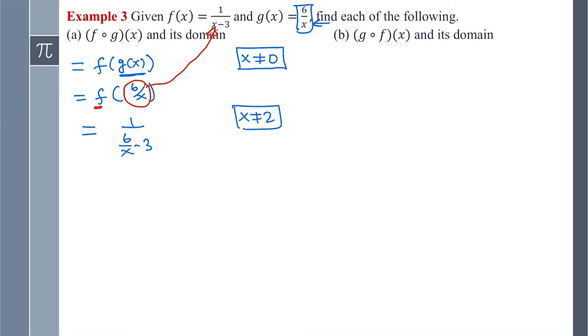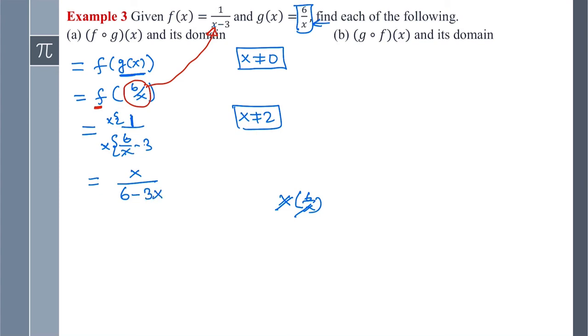Or we can also calculate that at the end after simplifying this. So how do we simplify this function? Because we have a compound fraction here. We have 1 here, then we have 6 over x minus 3. So at least we can get rid of this fraction 6 over x if we multiply the numerator by x and the denominator by x. So if we do that, we get x times 1 is x over, and when I multiply x times 6 over x, which is 6, minus x times 3, which is 3x. I think that's all we can do.